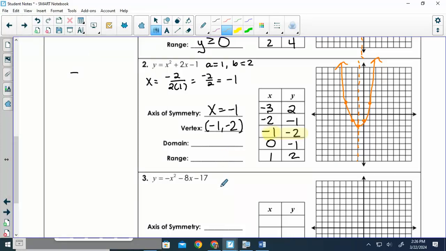Are there any questions on how I got my points or plotted them on my graph? Yes. So, on this, because when I do this side, I go, it's 0.